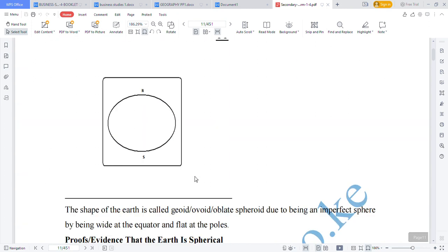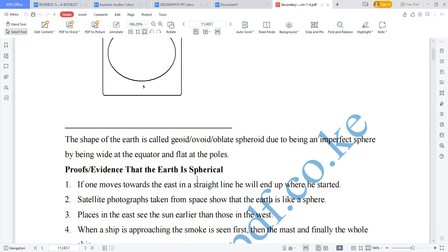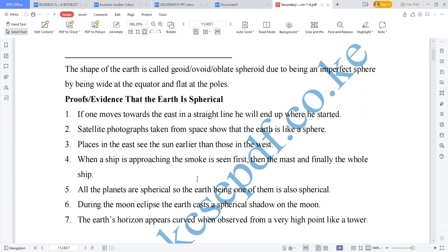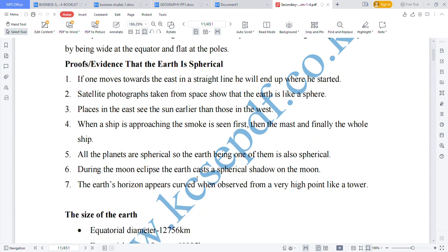So we have the shape of the Earth. The shape of the Earth is assumed to be spherical. So this is a very important question: proofs or evidence that the Earth is spherical. This is a very important thing you're supposed to know. Very important, very common question.